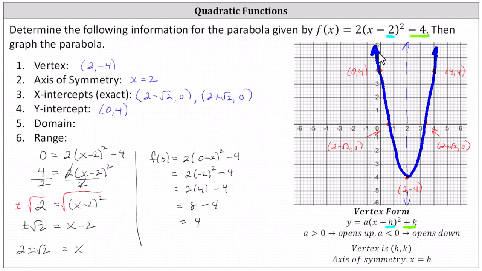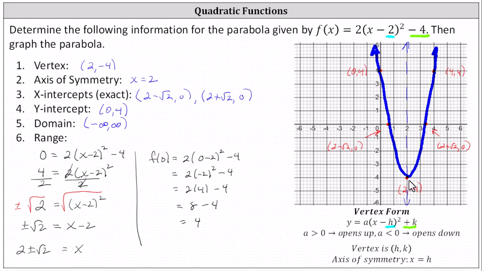Recall the domain is a set of all possible inputs or x values. There are no restrictions on the domain, meaning the domain is all real numbers, which using interval notation is the open interval from negative infinity to positive infinity.